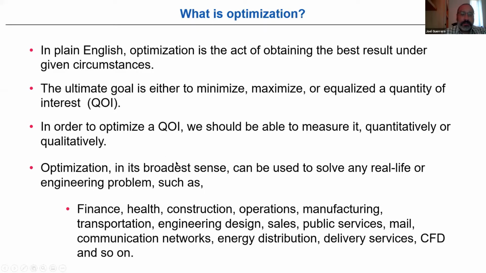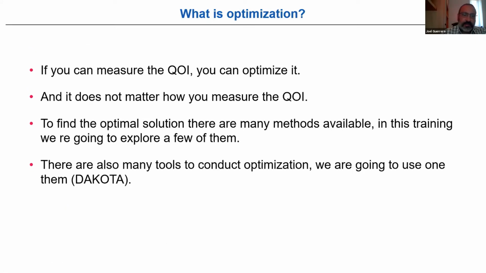We can apply optimization to any field. It does not necessarily need to be something linked to engineering science. And as I say, if you can measure that quantity of interest, you can optimize. This is very important: you should be able to measure that. If you cannot measure, you cannot optimize. So in our case, since we're going to do CFD simulations, you need to quantify, to measure that quantity. What you measure is up to you. You can measure anything.